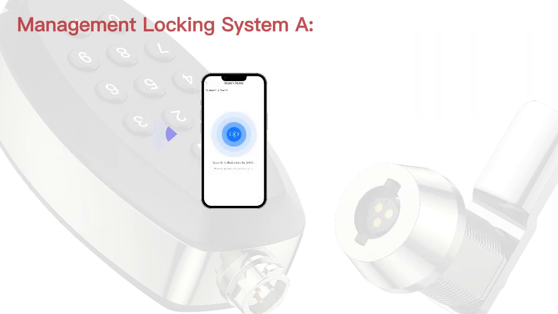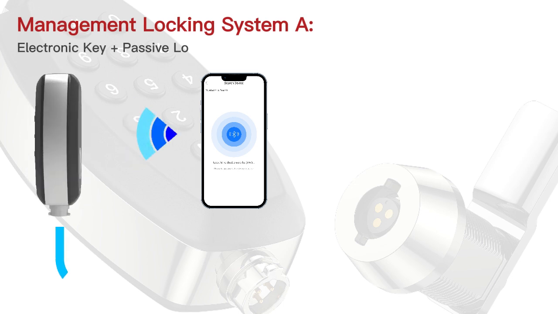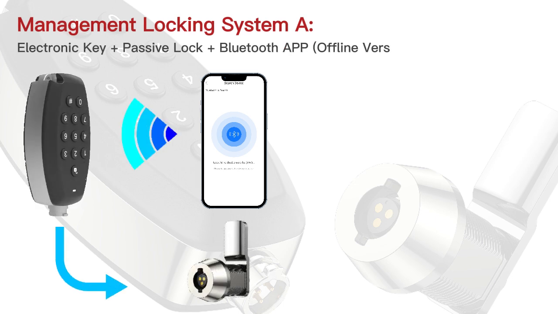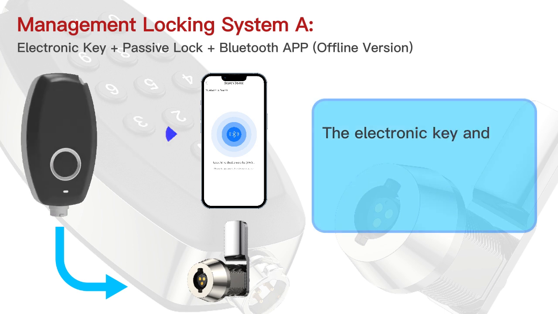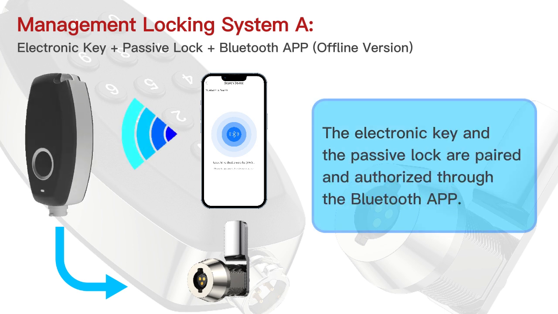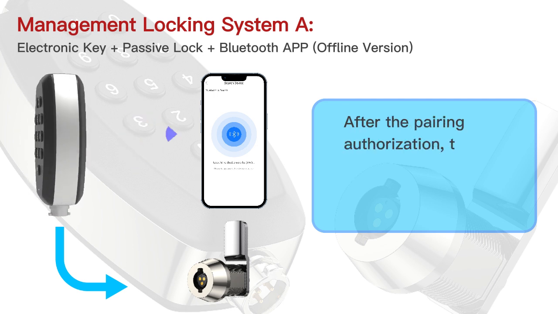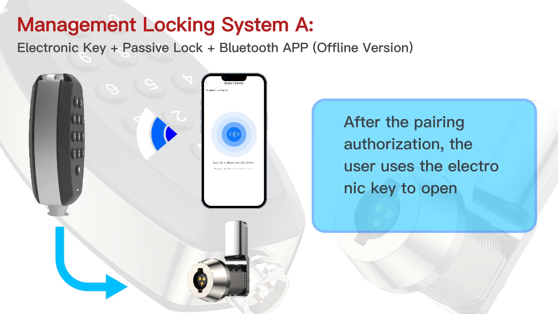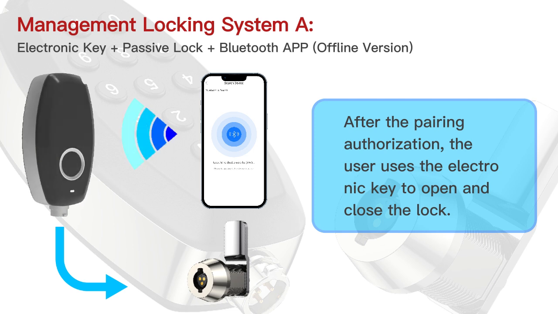Management locking system A: electronic key plus passive lock plus Bluetooth app, offline version. The electronic key and the passive lock are paired and authorized through the Bluetooth app. After the pairing authorization, the user uses the electronic key to open and close the lock.